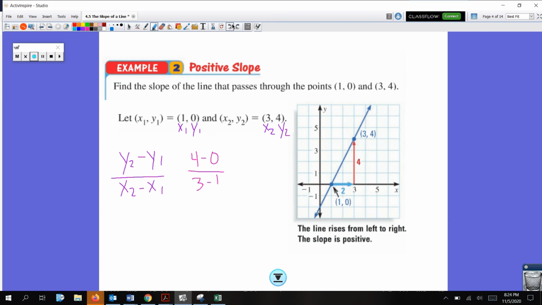So now we're going to simplify here. So 4 minus 0 is 4. 3 minus 1 is 2, and 4 over 2 is 2. So this line right here, this blue line, has a slope of 2. M equals 2. Remember, m is slope.